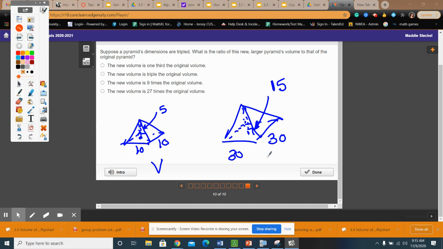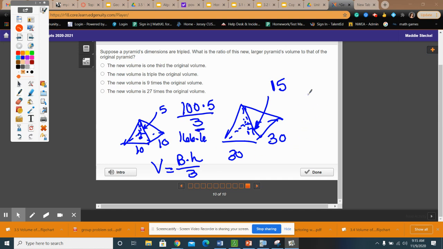So let's find the two volumes and see if they're the same or what. Okay? So this is going to be big B times H divided by 3. Big B is 10 by 10. So that's 100 times 5 divided by 3. I'm going to get a fraction. 500 divided by 3. I get 166.6 repeating.